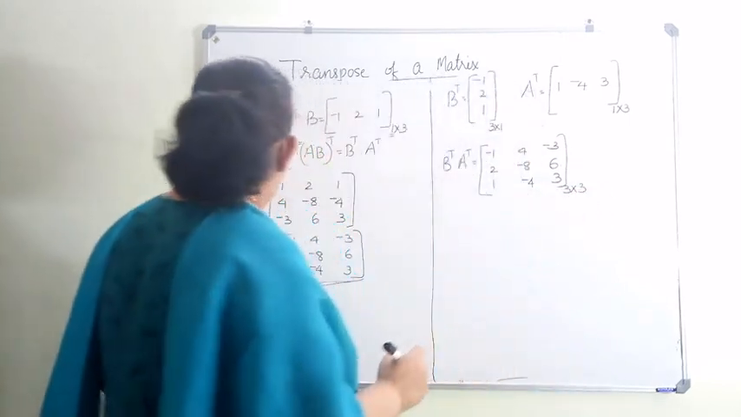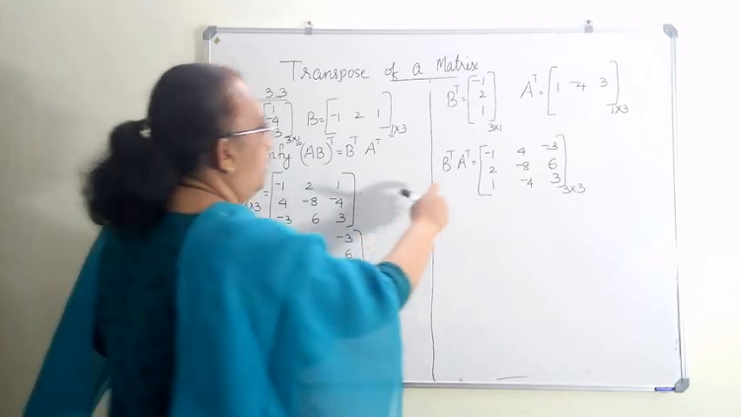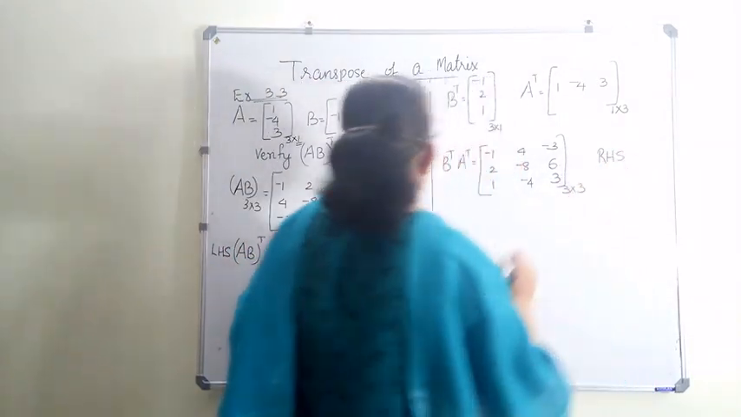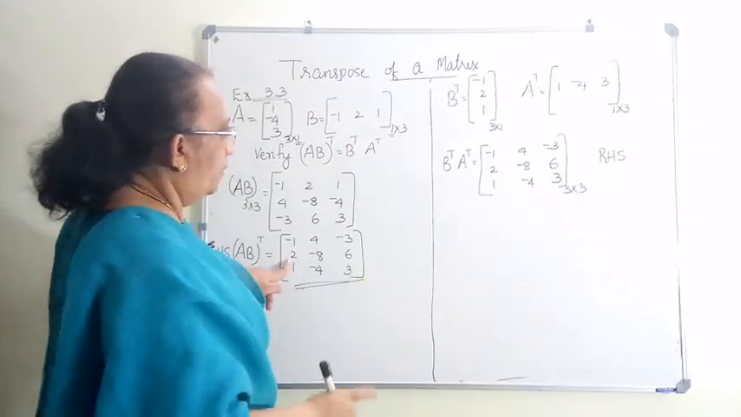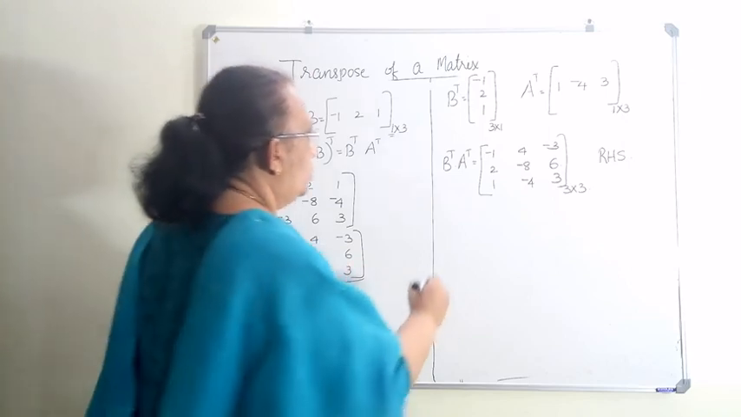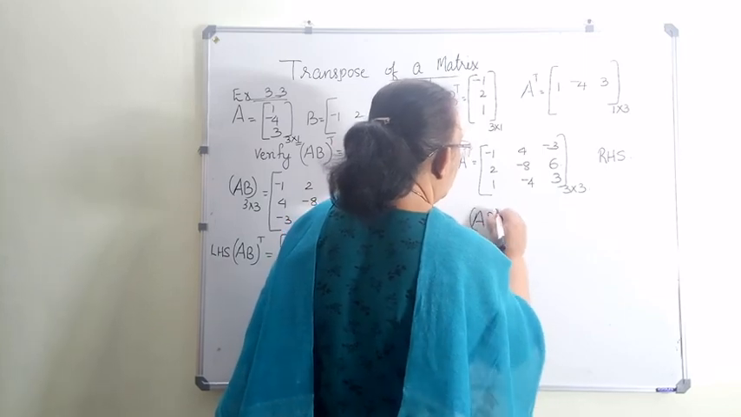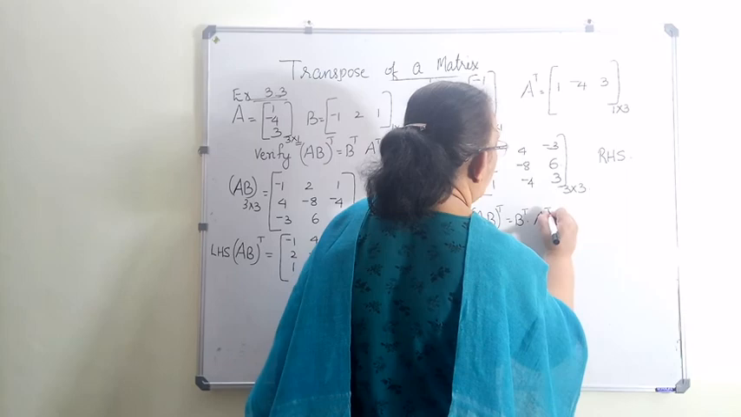Let us compare. AB the whole transpose and this is your RHS. Minus 1, 4, minus 3, 2, minus 8, 6, 1, minus 4, 3. So we can conclude AB the whole transpose is equal to B transpose into A transpose.